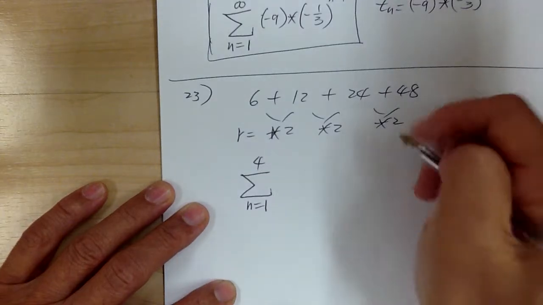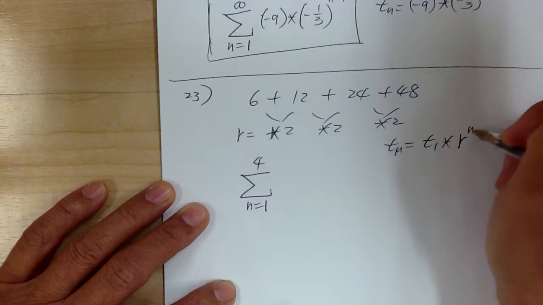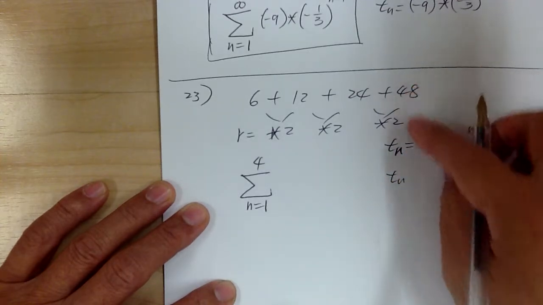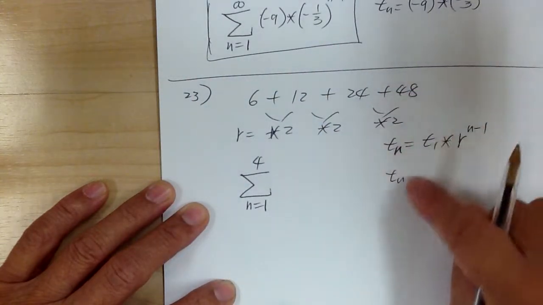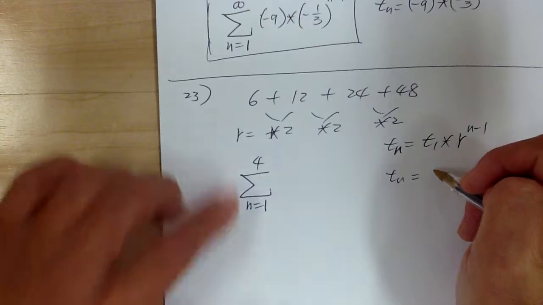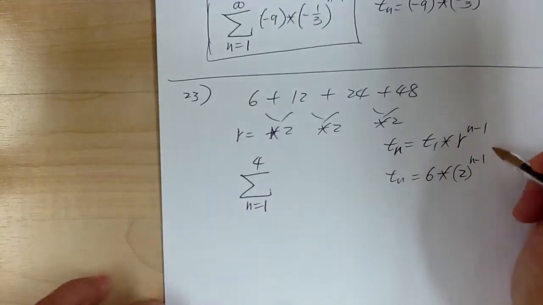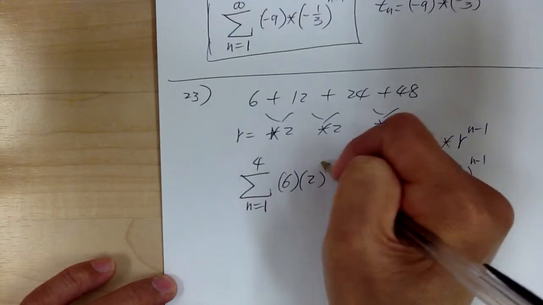And the formula would be, again, t of n equals t1 times r to the n minus 1. The reason you don't substitute the particular term in here is that you're looking for the equation for all of them, not just this one. So it would be 6 times 2 to the n minus 1. That's what you put in, 6 times 2 to the n minus 1.